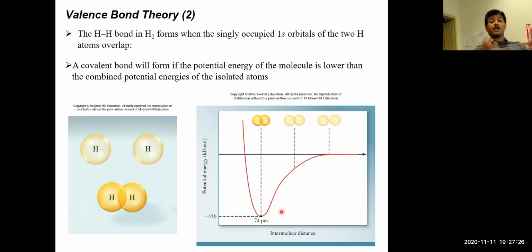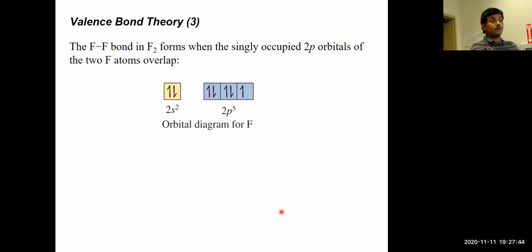Again, it is possible because they were sharing electrons and forming the bond, and a bond only forms when the potential energy of the system is lower than that of the individual atoms. So as a result, valence bond theory says that atoms love to form bonds because it results in overall lower potential energy when they form bonds.